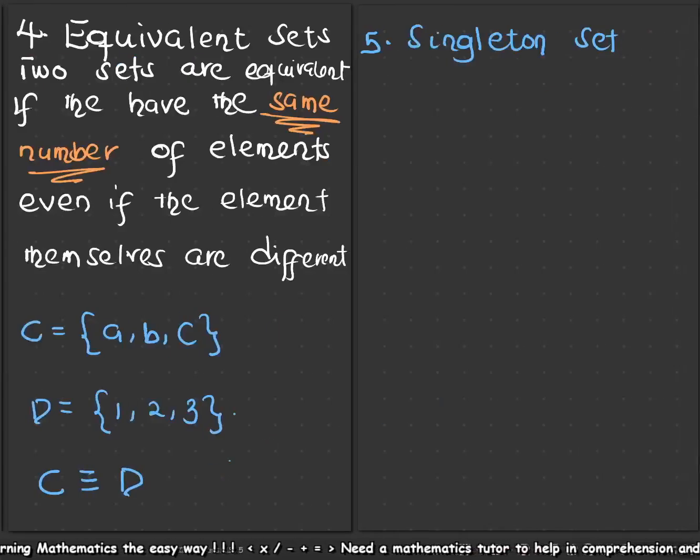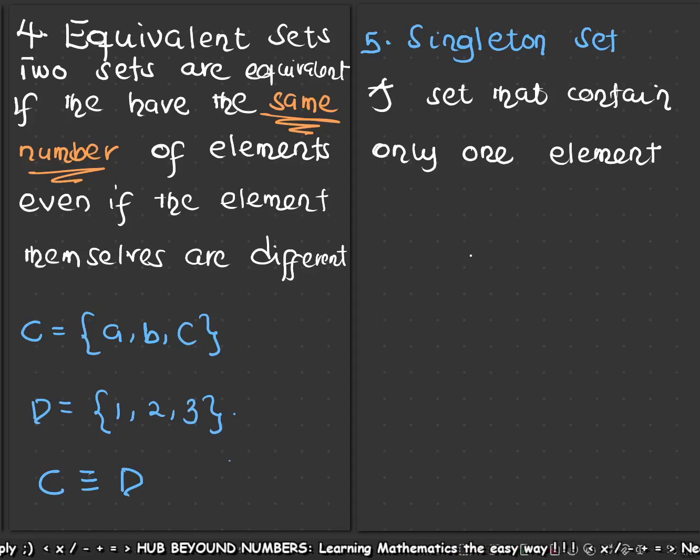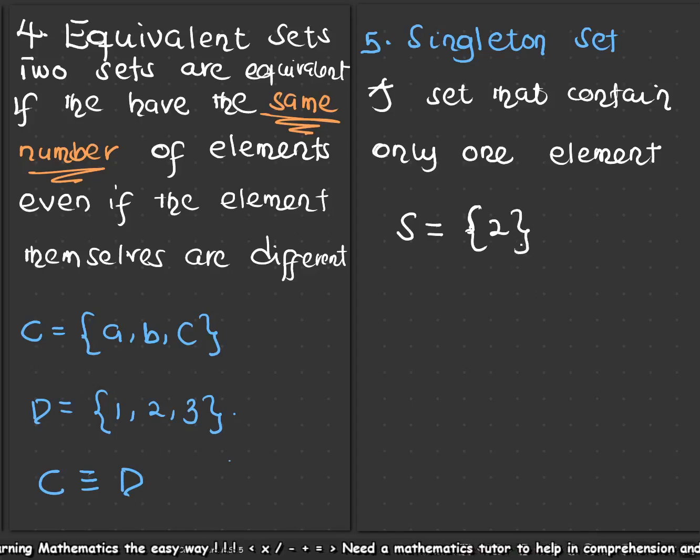Now let's look at the singleton sets. This is a set that contains only one element, just one element. Single. That is where the word is coming from. One typical example is the set of prime numbers that are even. You only have one prime number that is even, and that is 2. So this set here is a singleton set. You get it? Okay. Now the next set we'll be looking at is called a subset.